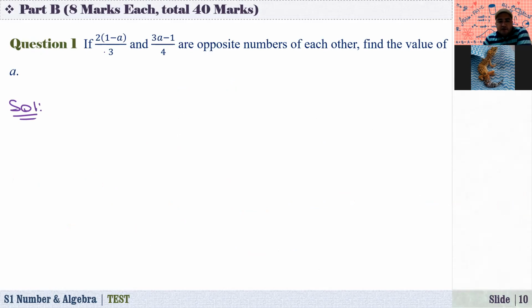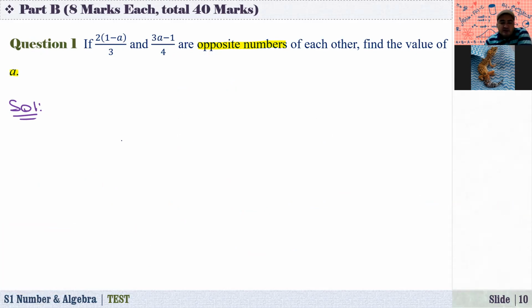Okay, if 2 times (1 minus a)/3 and (3a minus 1)/4 are opposite numbers. It says opposite numbers. They are opposite numbers of each other. Find the value of a. So we need to find the value of a.